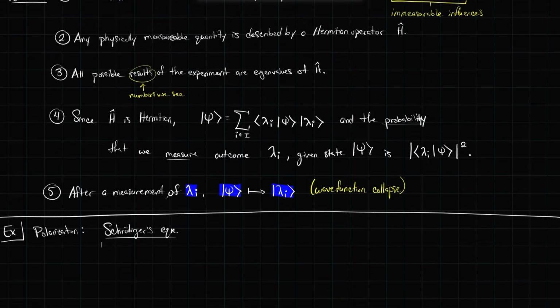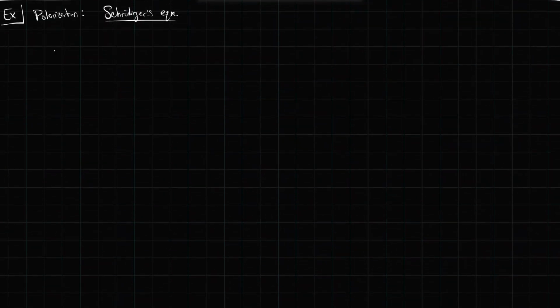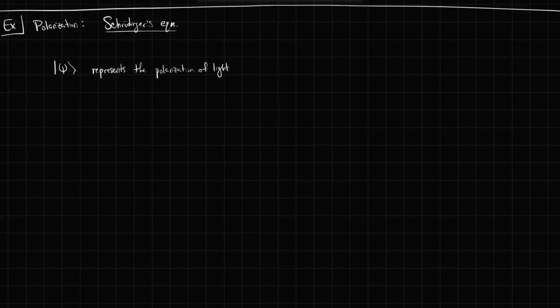So looking at the postulates, the current state is a normalized vector. Easy enough. We've got psi represents the polarization of light. Nothing more needs to be said.